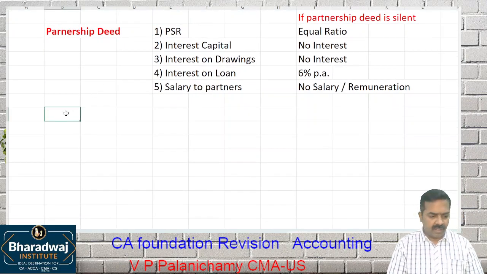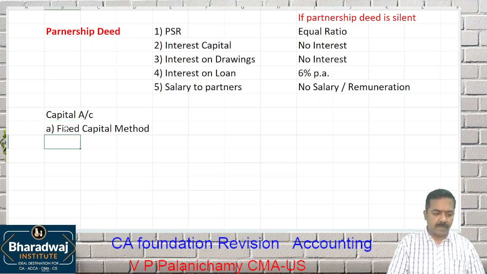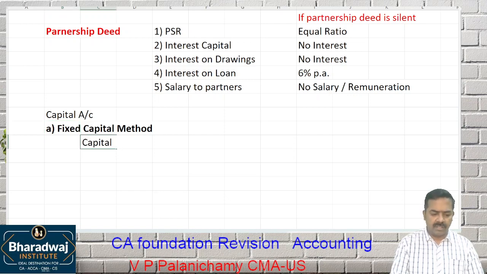Clear? Then how to maintain the capital account? There are two methods. One is the fixed capital method. Under the fixed capital method, what do we do? We prepare the capital account and the current account.